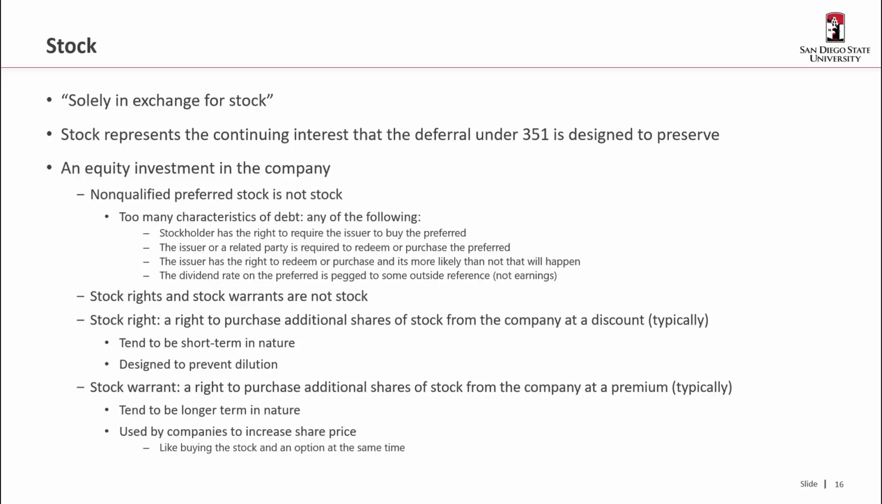So we know one thing. Non-qualified preferred stock is not stock. It just has too many characteristics of debt. For example, the stockholder has the right to require the issuer to buy the preferred. If the issuer or a related party is required to redeem or purchase the preferred. If the issuer has the right to redeem or purchase, and it's more likely than not that will happen. Or the dividend rate on the preferred is pegged to some outside reference that's not earnings related. All those are characteristics of debt, and therefore solely in exchange for stock is not going to work. Stock rights, stock warrants. These are not stock.